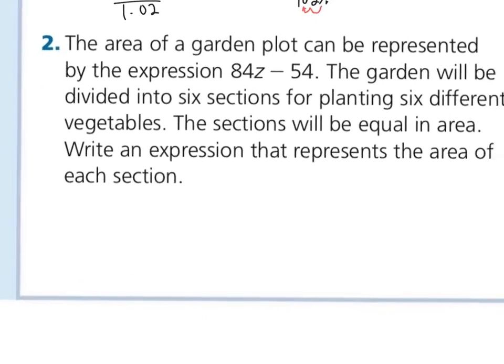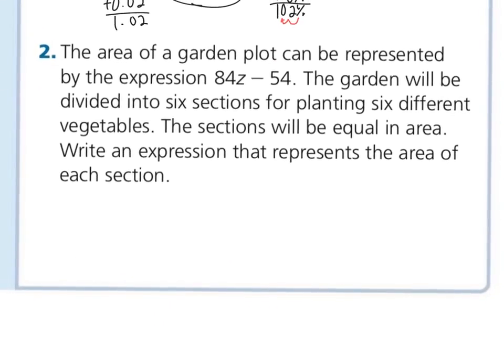If we look at number 2, the area of a garden plot can be represented by the expression 84z minus 54. The garden will be divided into 6 sections for planting 6 different vegetables. The sections will be equal in area. Write an expression that represents the area of each section.